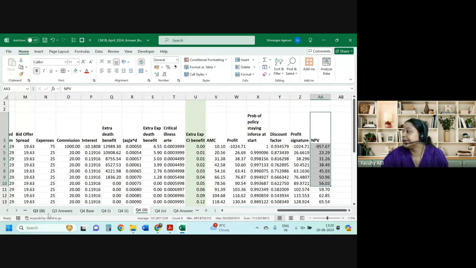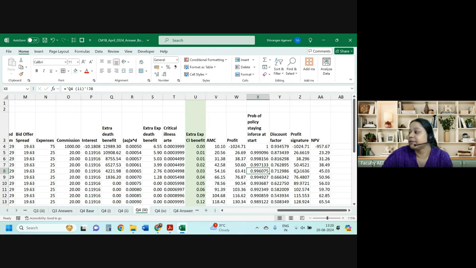Question three was a little tricky: loan schedule plus DT, your decreasing term assurance. But otherwise, I feel it was a fine, good enough paper. Not a very difficult one. You can easily clear it if you have basic understanding.